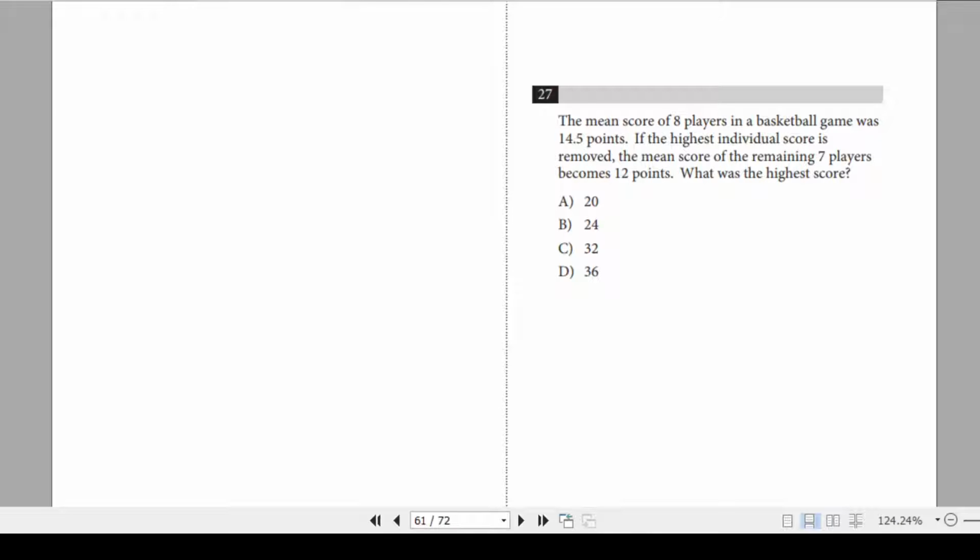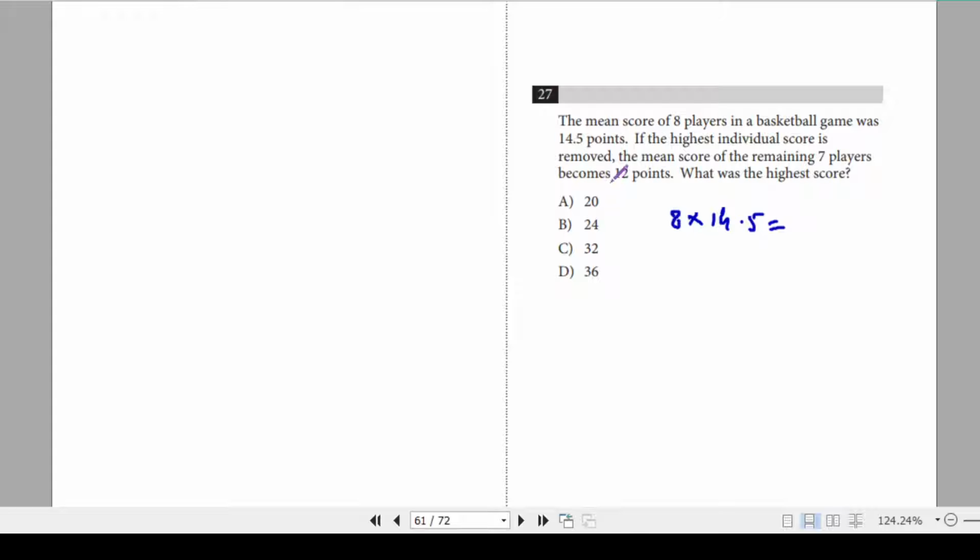If you remember, we did it in averages. Actually, mean is average here. So what I told you there, that we have 8 players and 14.5 points each, will give us the sum of these 8 players, because this is mean, this is average. So the sum for 8 players is 8 times 14.5.